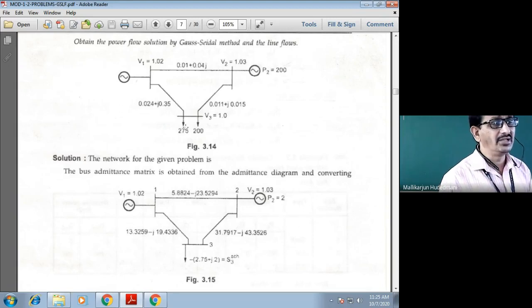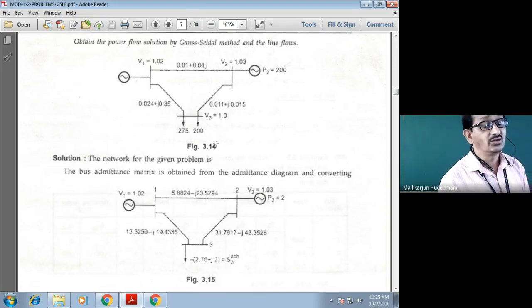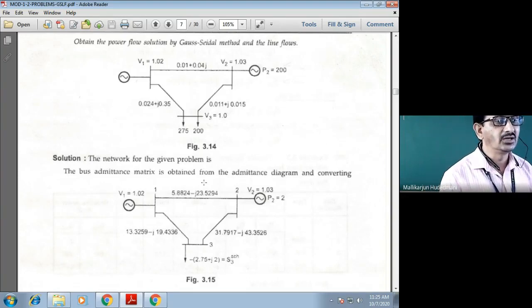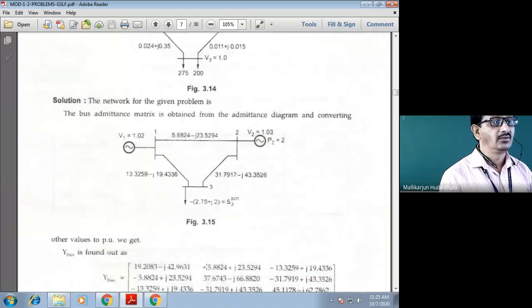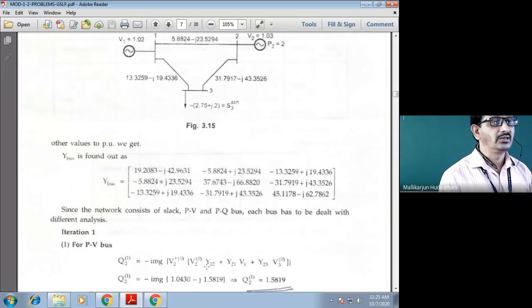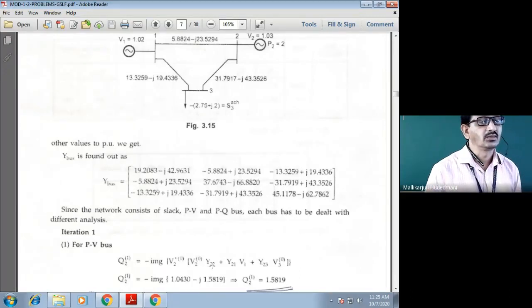You need not worry about what this schedule is. Simply remember the PG, PD concept. There is no injection, only demand. PD is there. There is no injection of reactive power: QG is not there, QD is there. That's enough for me, I will substitute in the equation very straightforwardly. So I have to convert this data into per unit, and it is being done. Then I'll go ahead. What is my next step? After having this problem visualized, my next step is to calculate the Y bus of the system.